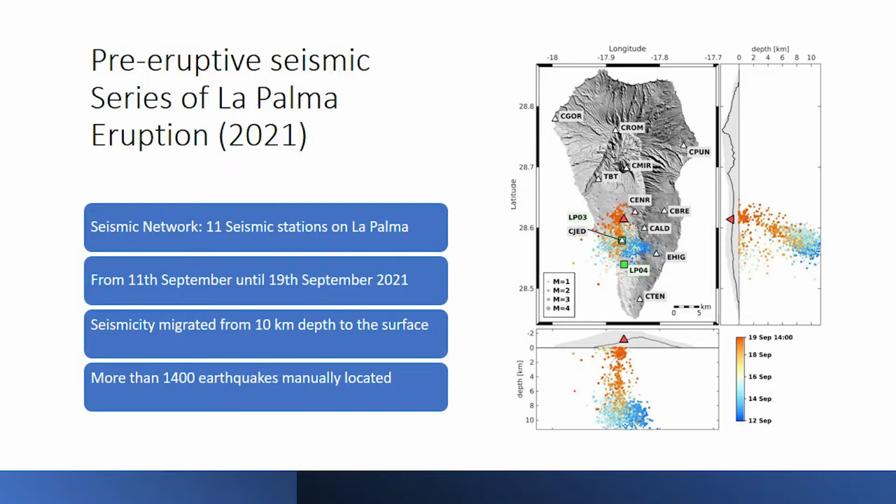To give you a basis on the normal activity in the Canary Islands, we have around 2,000 earthquakes per year. In this week, we manually located 1,500 earthquakes during this week only, okay? So that's a lot of work to do during this week.